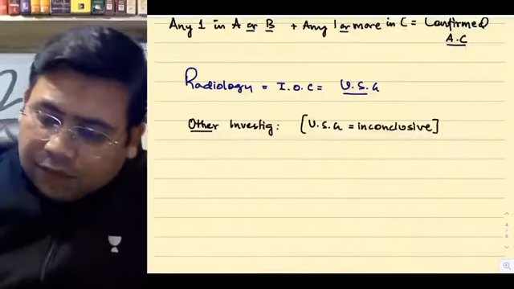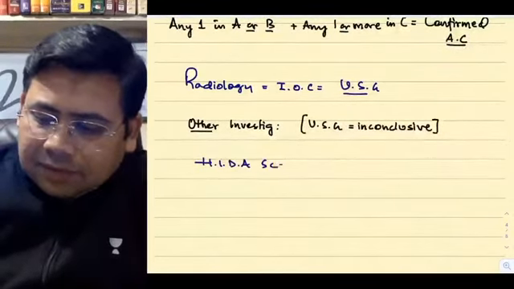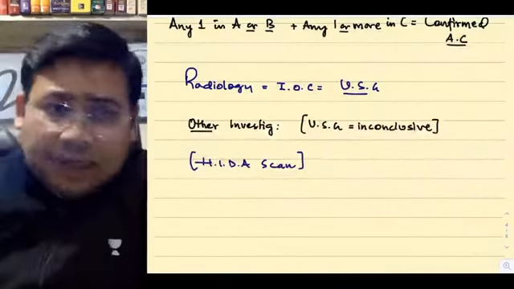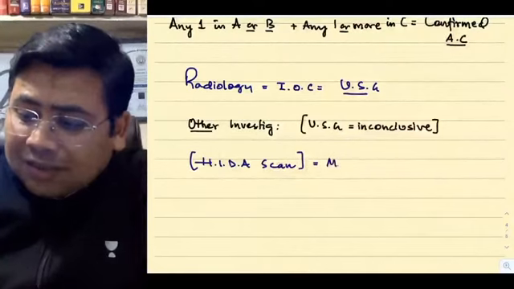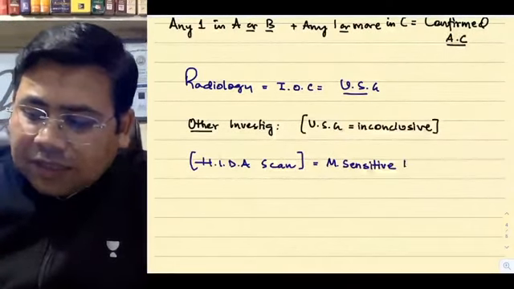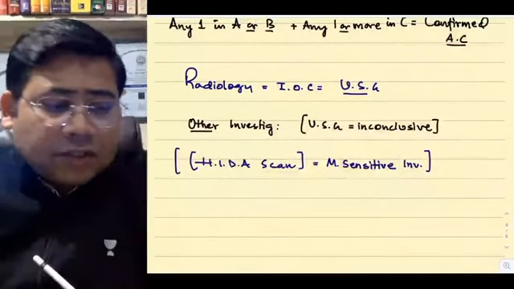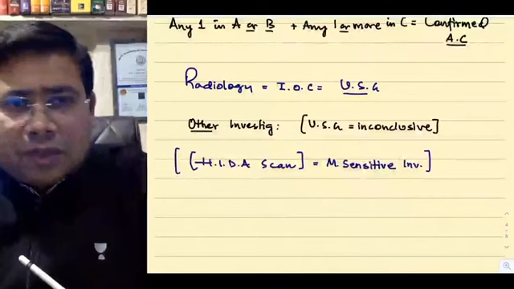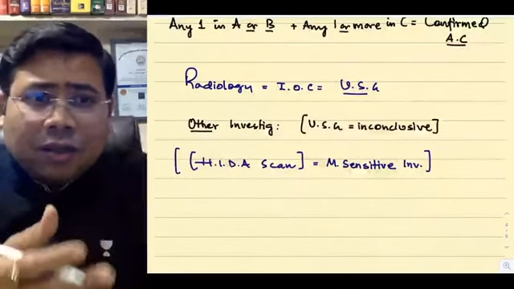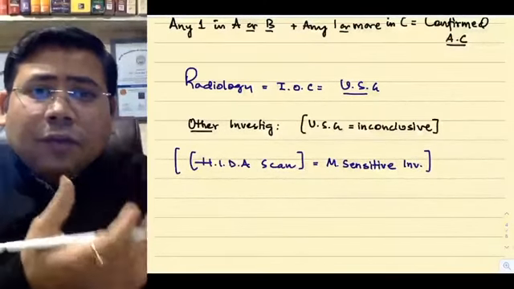Do you know? HIDA scan is the most sensitive investigation available. No, not fibroscan. Fibroscan is to estimate the what? Liver. Yes, a cirrhotic liver. We want to evaluate the liver.